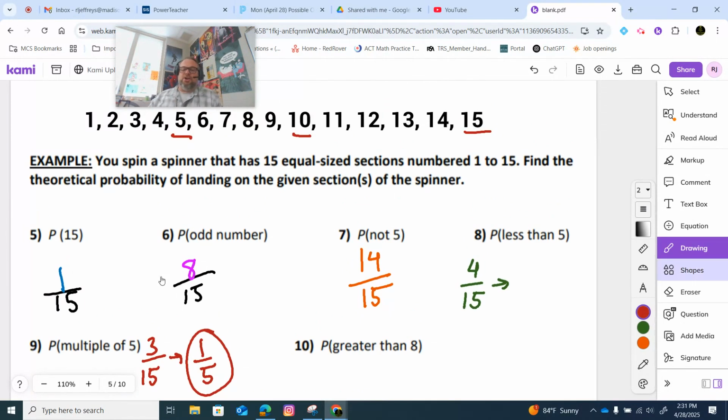All right, a number greater than 8. So here's 8. Yep. So 1, 2, 3, 4, 5, 6, 7. All right, so 7 over 15.